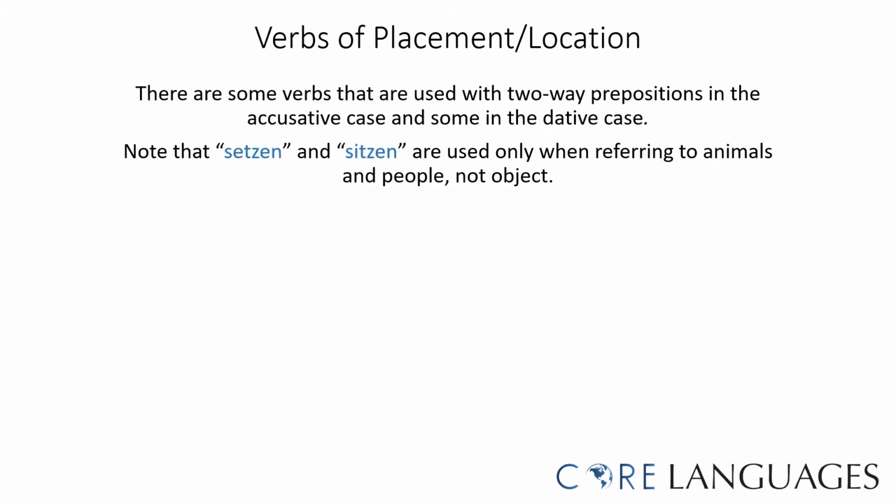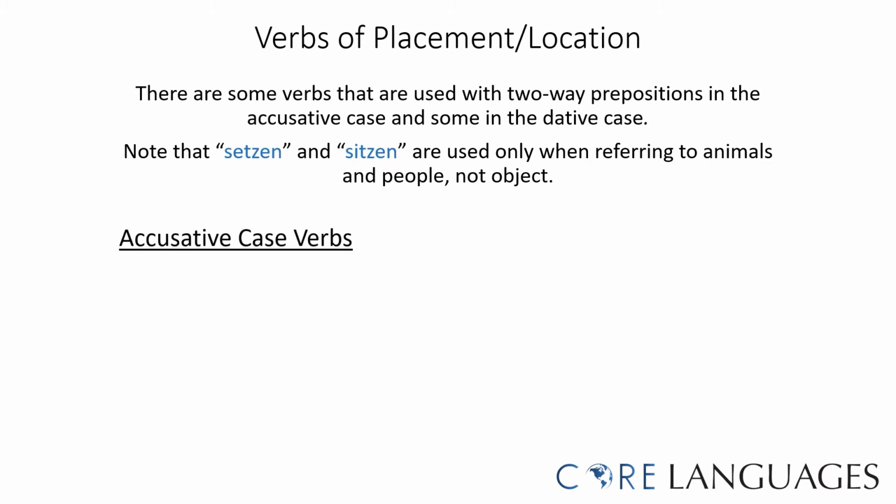There are also some verbs that are used with two-way prepositions in the accusative case and some in the dative case. Some can be used with either, and it depends on the question we are asking that would elicit an answer with the preposition. In the following examples, note that setzen, to set, and sitzen, to sit, are used only when referring to animals and people, but not objects.